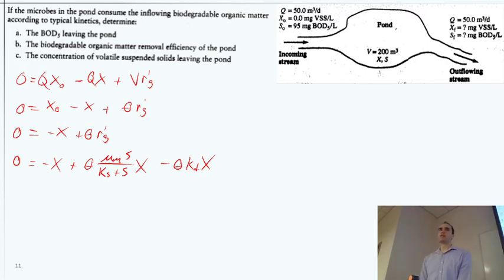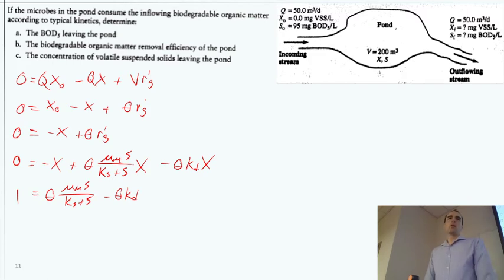Now, the other thing you'll note here is that all the terms conveniently have x. So since every term has x in it, we can divide everything by x, and that gets rid of our whole microbe concentration in the first place. So in that manner, we can simplify and say 0 is equal to minus 1. And in fact, I'm just going to go ahead and add that 1 to both sides. We'll say 1 equals theta times mu max s divided by ks plus s minus theta times kd.